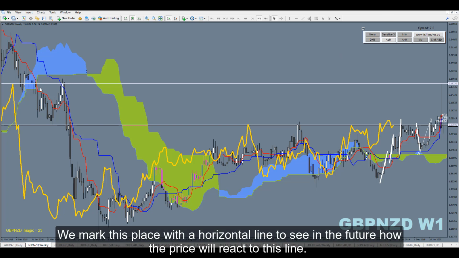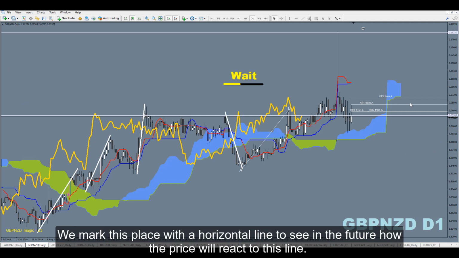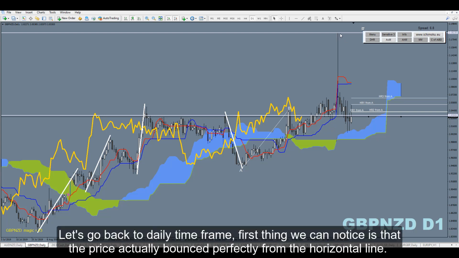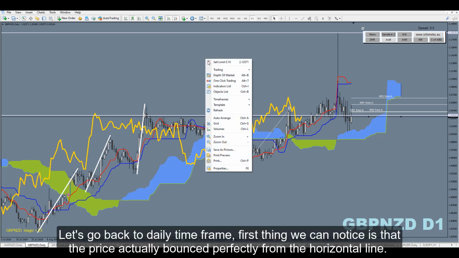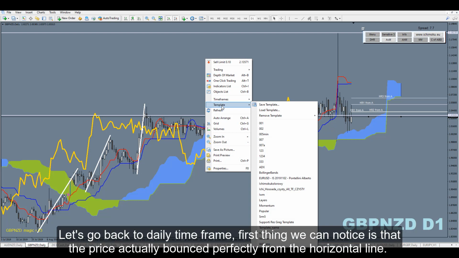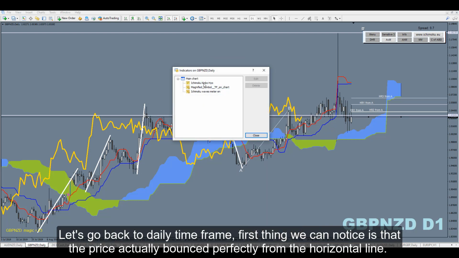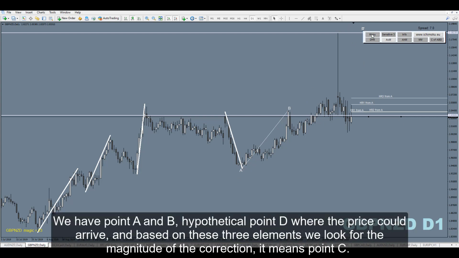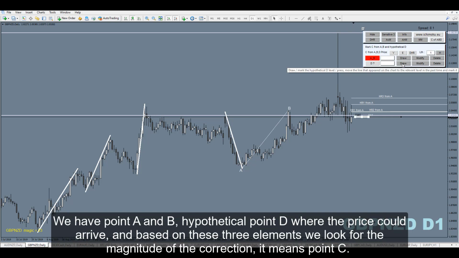We mark this place with a horizontal line to see in the future how the price will react to this line. These levels are important for this pair. Let's go back to the daily time frame. The first thing we can notice is that the price actually bounced perfectly from the horizontal line. Now, to better see the price behavior, we delete the Ichimoku indicator. We have points A and B, hypothetical point D, where the price could arrive, and based on these 3 elements we look for the magnitude of the correction.